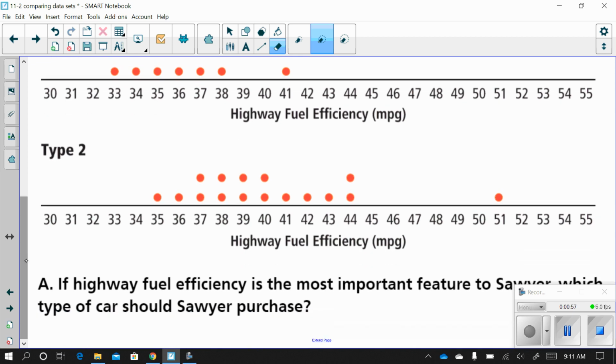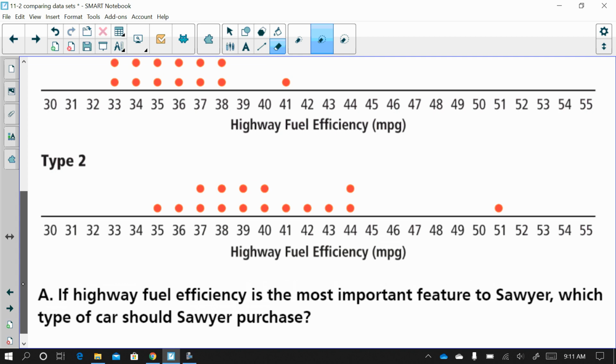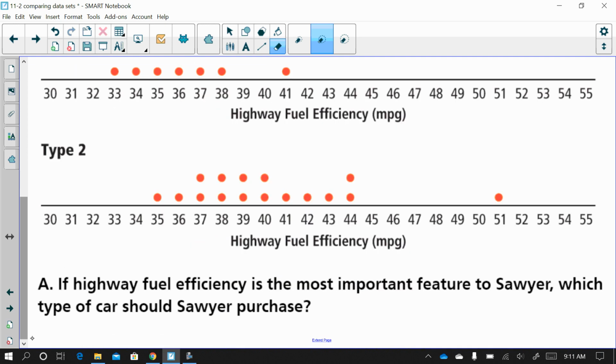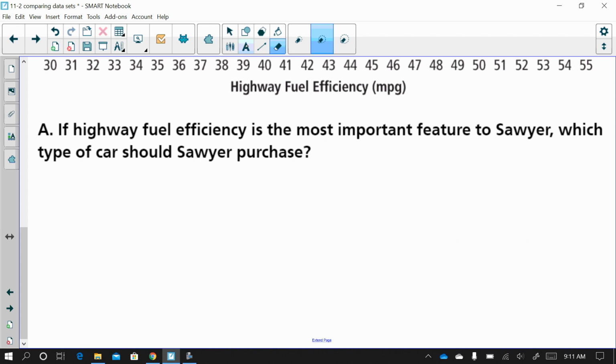So the first thing we want to talk about is if highway fuel efficiency is the most important feature to Sawyer, which type of car should he purchase? Well, if you're concerned about miles per gallon, which car looks better to you? To me, looks like type 2. You notice we seem to have more clustered at higher miles per gallon. Okay, so that's the only thing he cares about. I would go with type 2.